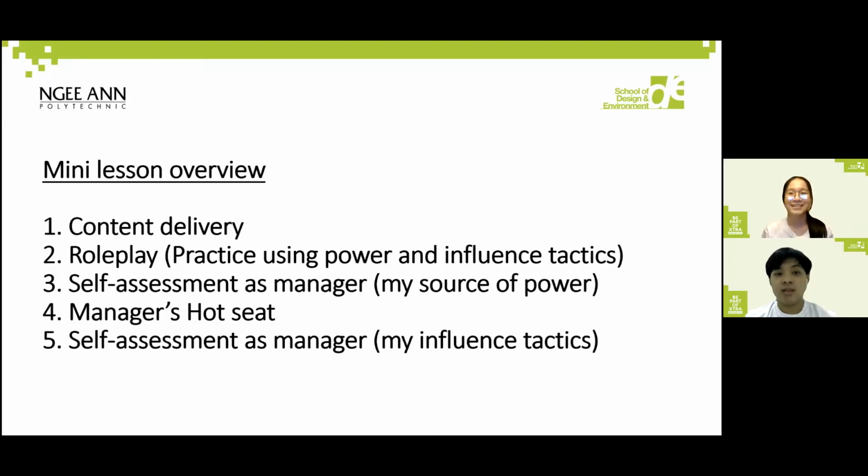So here's our mini lesson overview. First, we'll go through the content that we'll be using today. Next is our role play, where we will practice our knowledge on power and influence tactics. Thirdly, we will do a self-assessment as manager, where I'll find out what Li Xuan's source of power is. Fourth, we will do a manager's hot seat, which is an interactive activity where we have to apply our knowledge. And lastly, we will do another self-assessment as manager to find out what Li Xuan's influence tactics are.